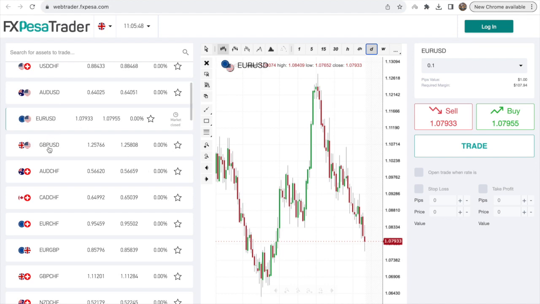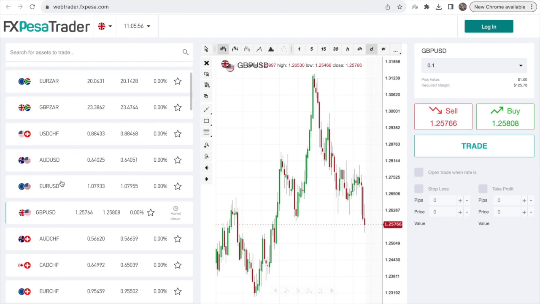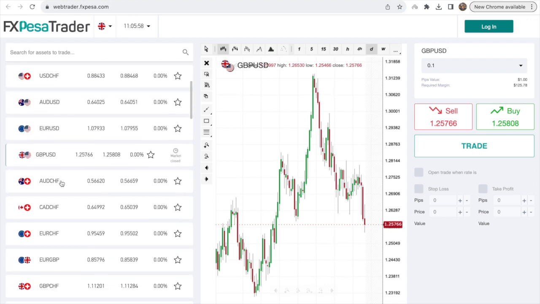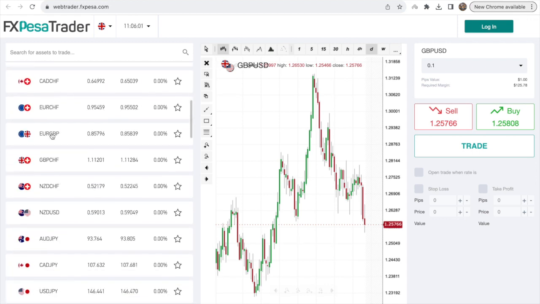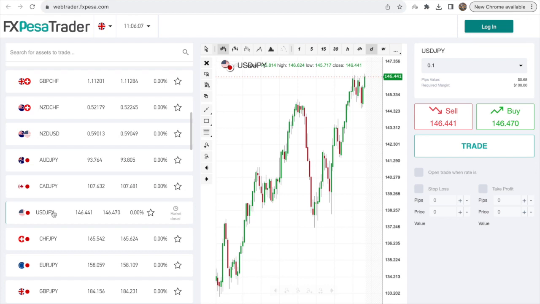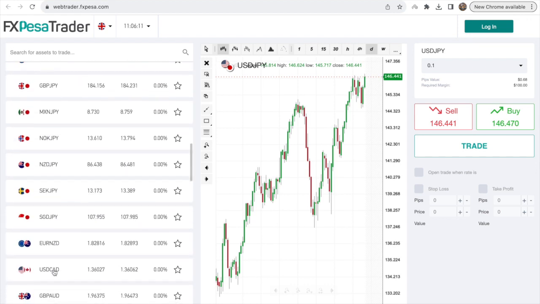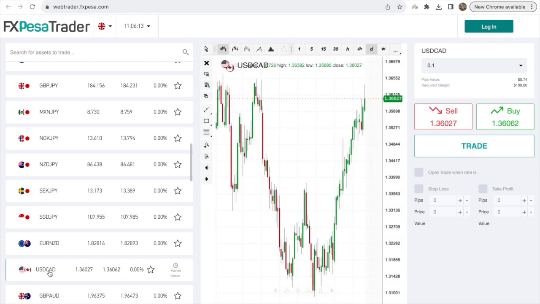And then we have GBP USD, one of the best pairs to trade. That's three already. And then we have GBP Euro, this one. And then we also have USD JPY, which is also really, really good. And then Canadian as well, USD CAD, this one, really nice. For instance, look at this one. Look at that chart. Amazing chart.